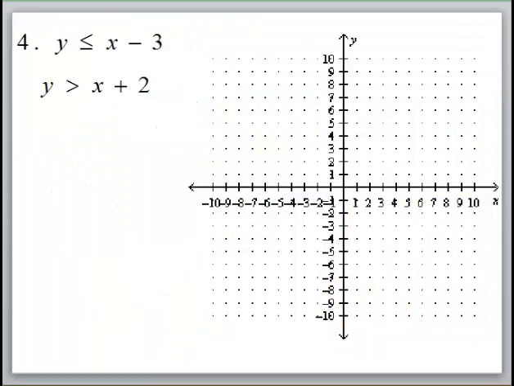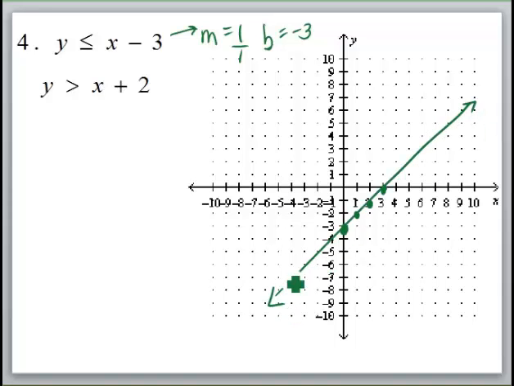On the next one here, again, we got two lines, and we will just plot those using slope-intercept form. So this one has a slope of 1 and a b of negative 3, so I'll be going up 1 over 1. So I plot my negative 3 on my y-axis, up 1 over 1, up 1 over 1, up 1 over 1. This is a solid line, and it's less than, so I'll be shading below the graph.